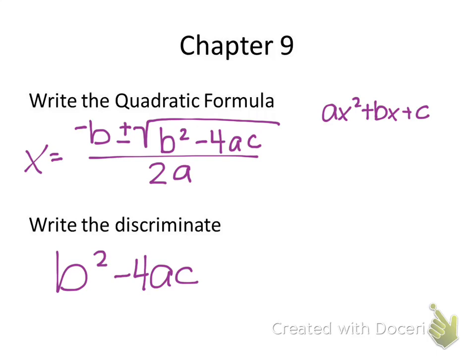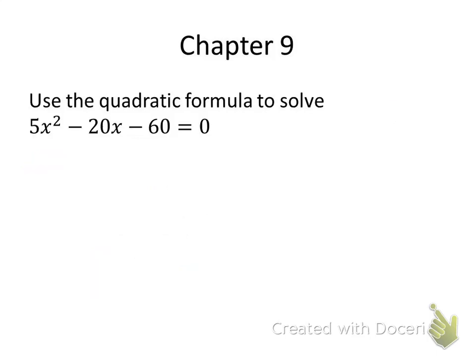They are actual questions. Okay, so now in this next problem here, they want me to use the quadratic formula to solve. Okay, so first of all, before I do anything, I want to label a, b, and c. What is a in this equation? 5. What is b? Negative 20. Very good. Do not forget the sign. And what is c? Negative 60. Very good. Those signs are very important.